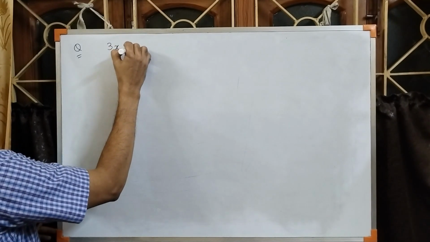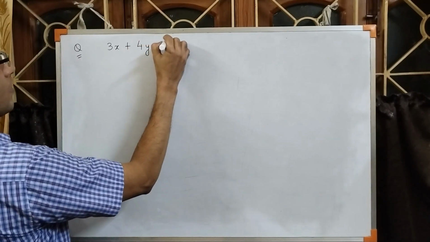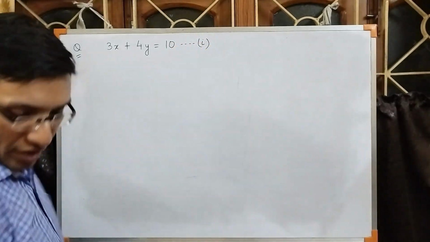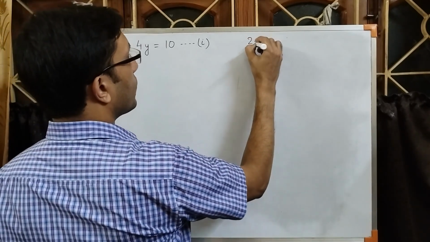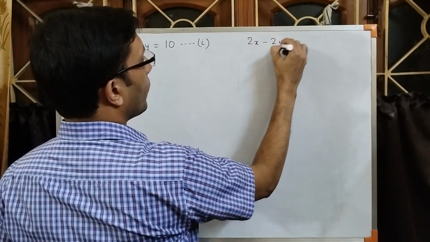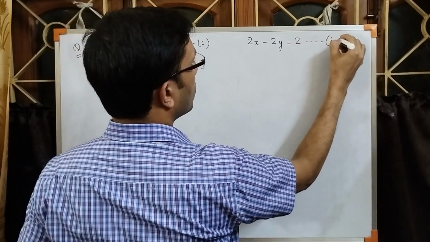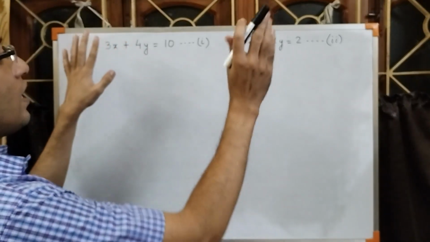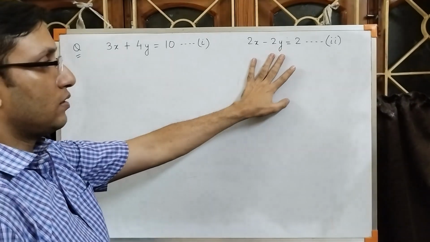First equation is 3x plus 4y is equal to 10. This is our equation number 1. And equation number 2 is 2x minus 2y is equal to 2. This is our equation number 2. Now, let us consider that we want to eliminate y.